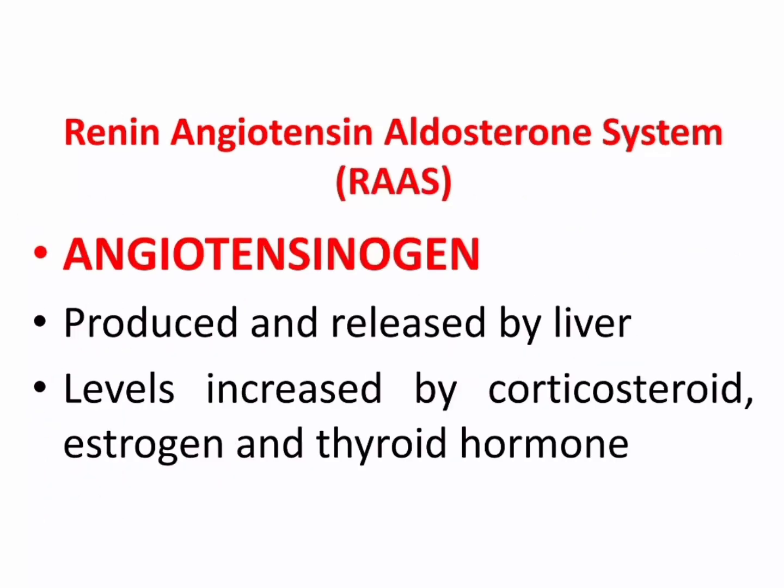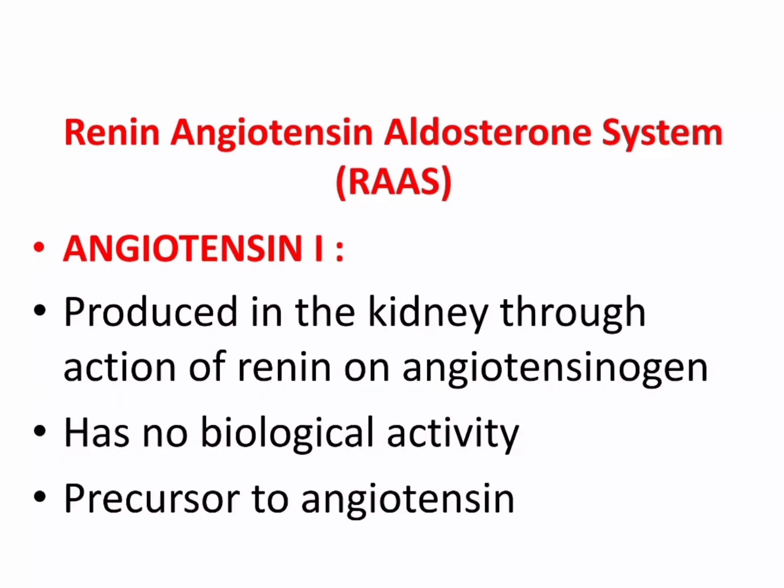Next is angiotensinogen, which is produced and released by the liver. Its level is increased by corticosteroids. When we take corticosteroids, the levels of angiotensinogen increase. The level is also increased by estrogen and thyroid hormone.